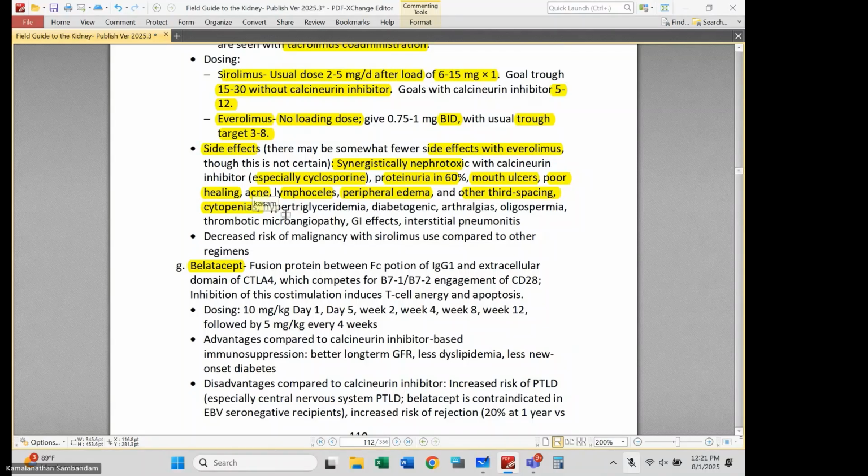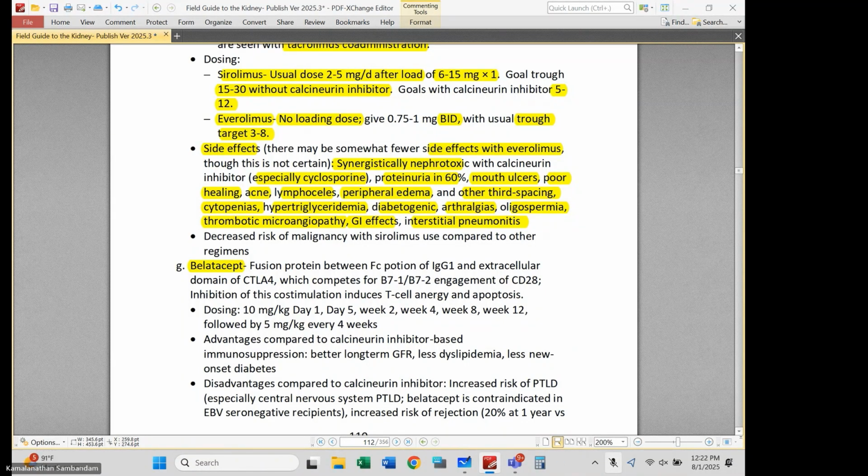Cytopenias, okay, severe hypertriglyceridemia. I mean, at the levels that may cause pancreatitis, right? You know, triglycerides of over 500 and 1,000, those sorts of things. Diabetogenic, arthralgias, affects sperm production. You can get a thrombotic microangiopathy similar to calcineurin inhibitors. You know, diarrhea, pneumonitis. You can see, again, a large list of possibilities.